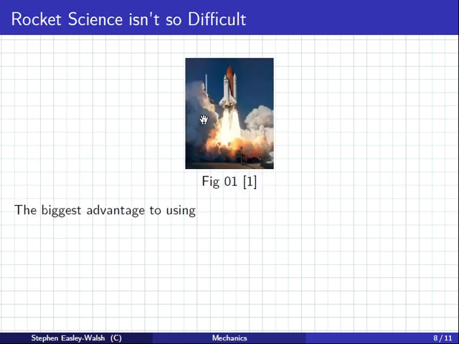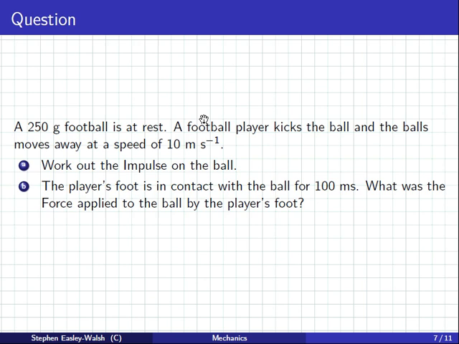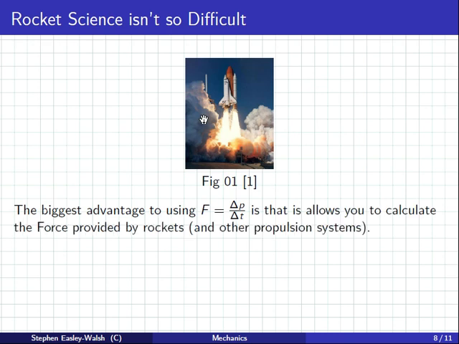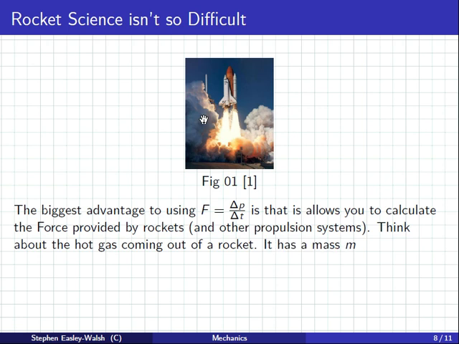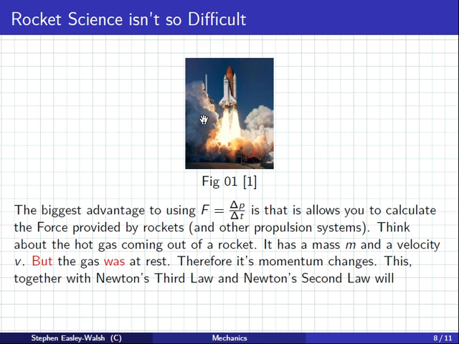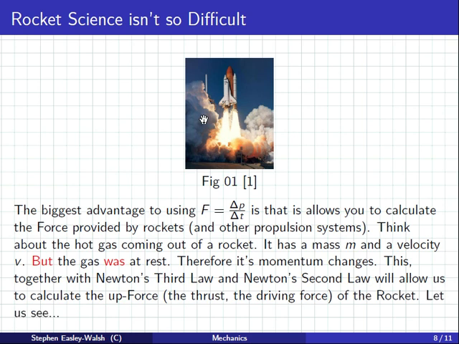Right. These are easy examples, but now it's going to get a little bit harder. Okay. The biggest advantage to using this formula is it allows you to calculate the force provided by rockets. Think about the hot gas coming out of a rocket. It has a mass m and a velocity v, but the gas was at rest. Therefore, its momentum changed. Combine this with Newton's third law, we can get a nice little formula, which I'm going to talk about now. No, don't worry about that. That's just a picture to look cool.